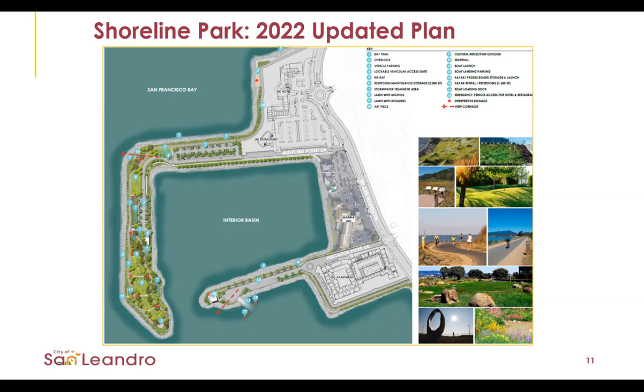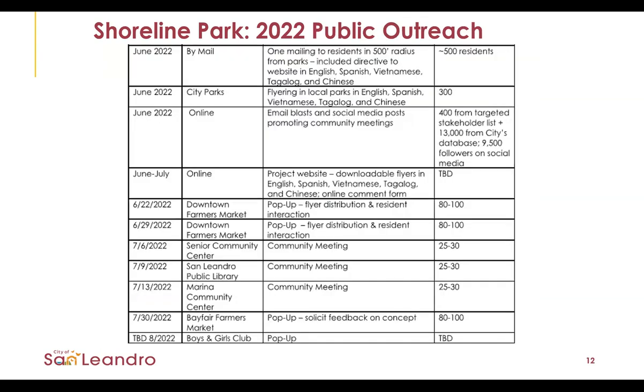We took this plan in 2022, just this last summer, and we did an extensive outreach plan. We had mailers sent out. We had flyers handed out at city parks. We had an online email blast as well as postings to our website. Then we had downtown farmers markets where we invited folks to attend at multiple locations.